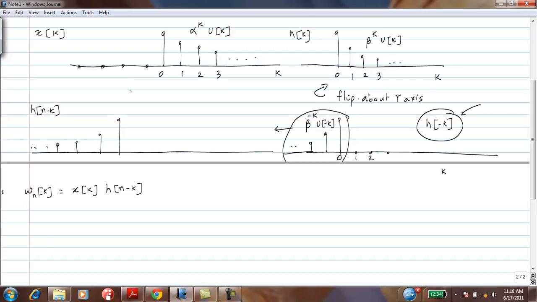So now if I look at it, I know that for all negative values of k, h of n minus k and x of k are not going to overlap with each other at all. In other words, h of n minus k is going to start only from k equal to minus 1 whenever n is negative. So for all n less than 0, w_n of k is 0.